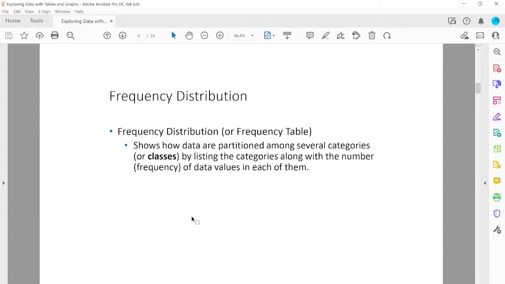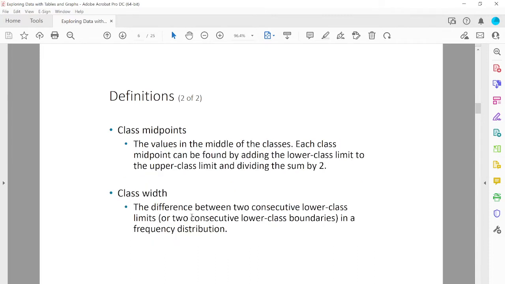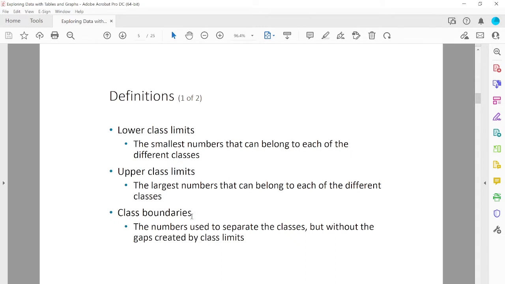What does that mean? It shows how data are partitioned among several categories. So we might have data of different categories, and the frequency of each category can be seen by using frequency distribution. There are some definitions we have to understand: lower class limits, upper class limits, class boundaries, class midpoints, and class widths. Sometimes we can categorize the data using different classes.